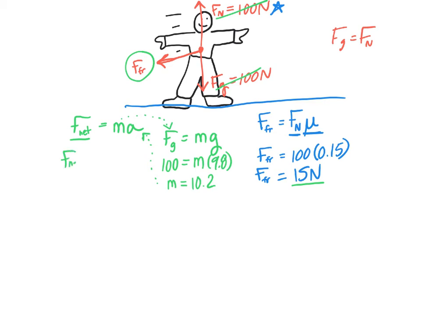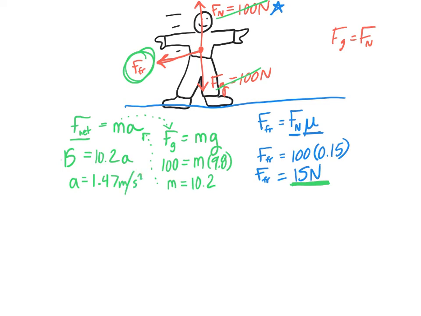So F net equals 10.2. Oops, should just put in my F net, which was, okay, I know my F net was 15 newtons. It was that force of friction. So 15. So our acceleration is 1.47 meters per second squared.